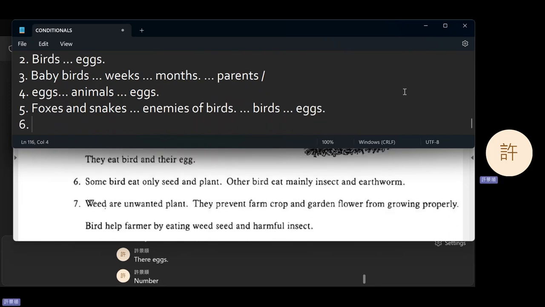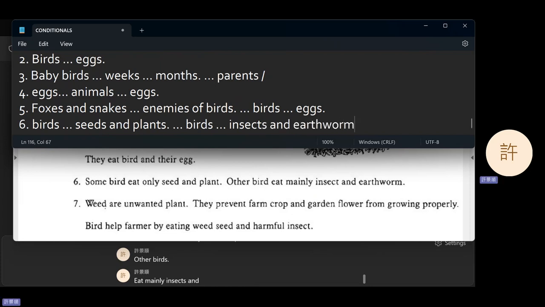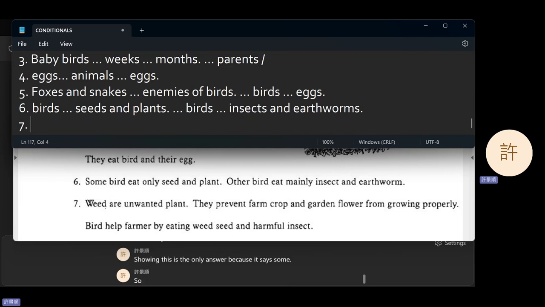Number six, some birds eat only seeds and plants. Other birds eat mainly insects and earthworms. This is the only answer because it says some, so it has to be plural.